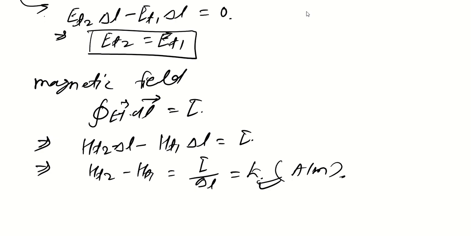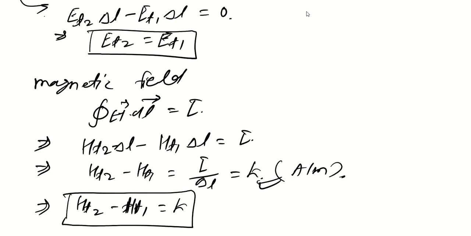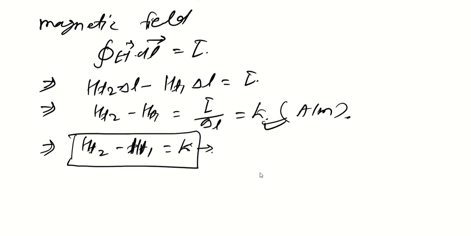So this is how we are getting the relation that the magnetic field tangential components are discontinuous at the surface, and they are basically equal to the surface current on the separating surface that is existing. So this is how we have found out the tangential component of electric field as well as magnetic field. Now we will move to finding the relation between normal components of electric as well as magnetic field.